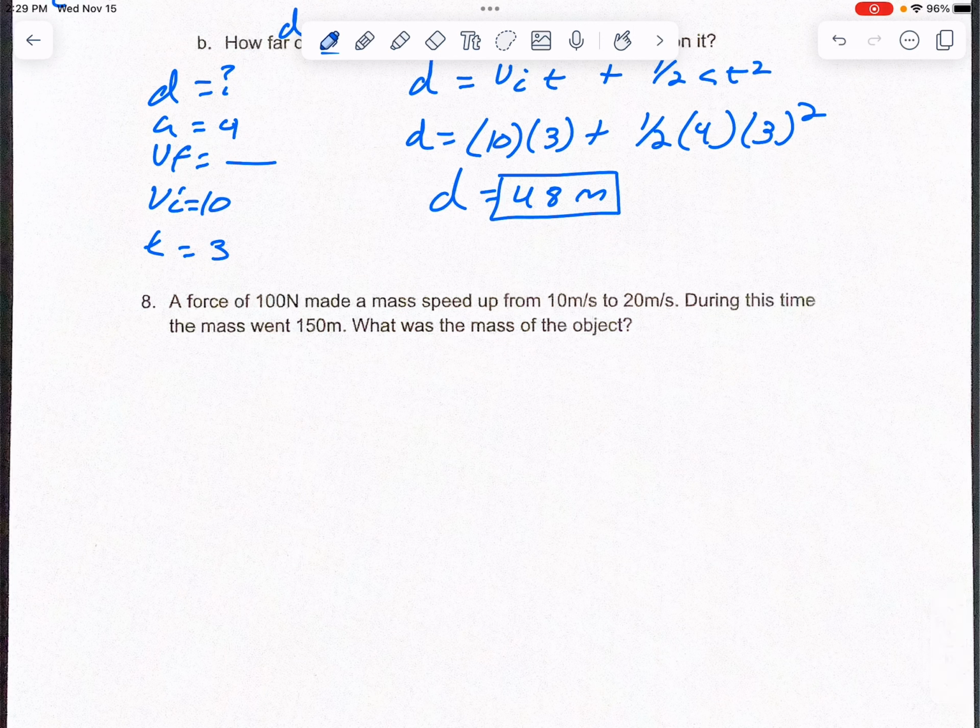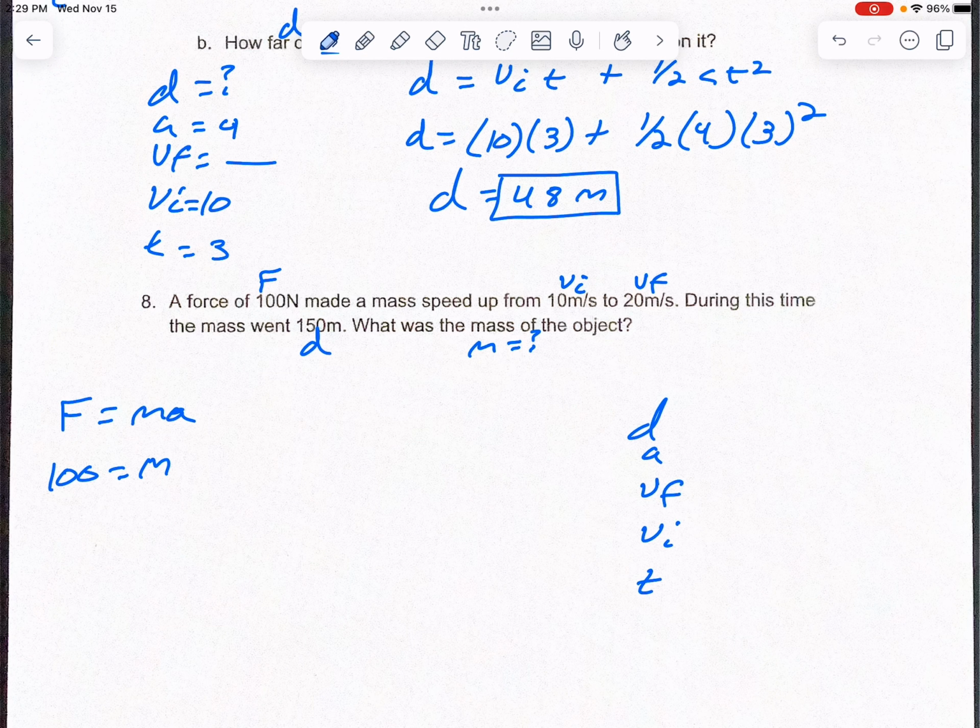Last one. I have a force of 100 newtons, so I have my force. It made a mass speed up from 10 meters per second to 20 meters per second, so VI and VF. During this time, the mass went 150 meters, so there's distance. What is the mass of the object? So you're looking for mass. F equals MA. F is 100. Mass we don't know, and we don't have A. So we're going to set up Daffy T to find it. We're looking for A. VF is 20, VI is 10, and my distance is 150.